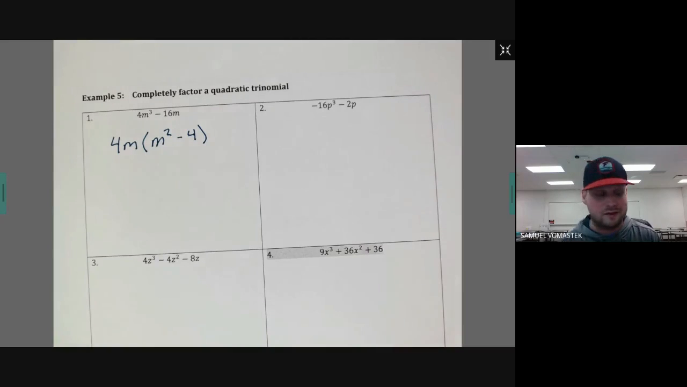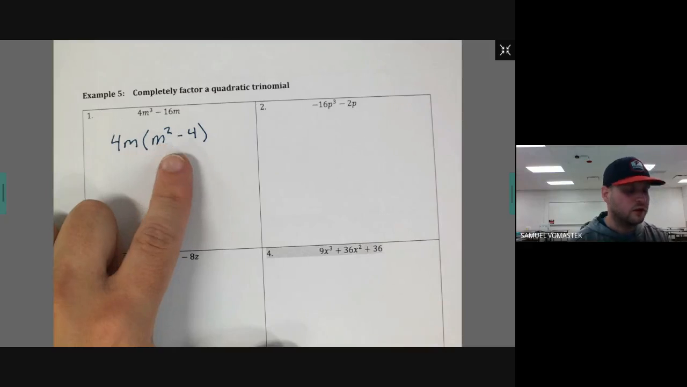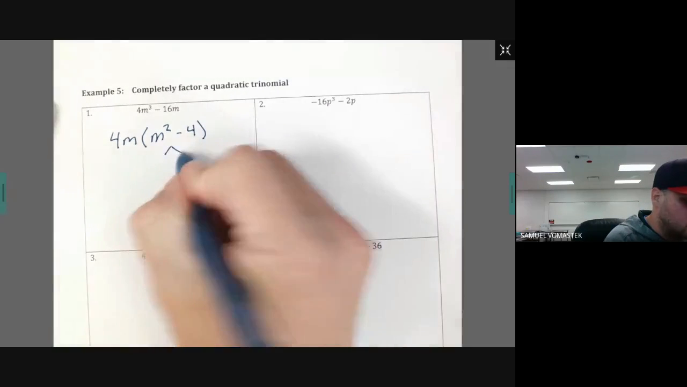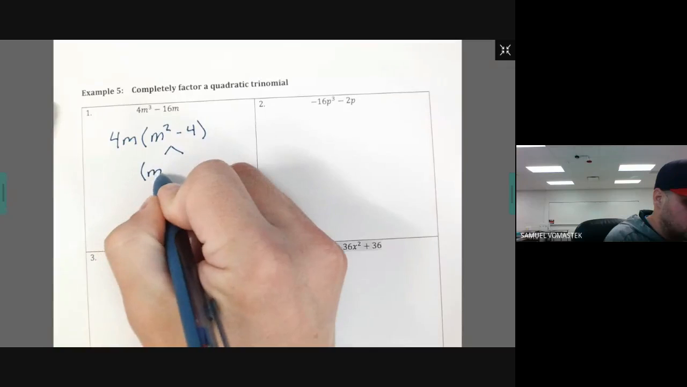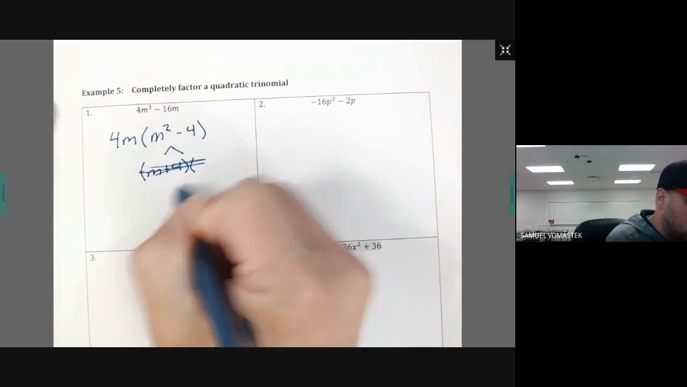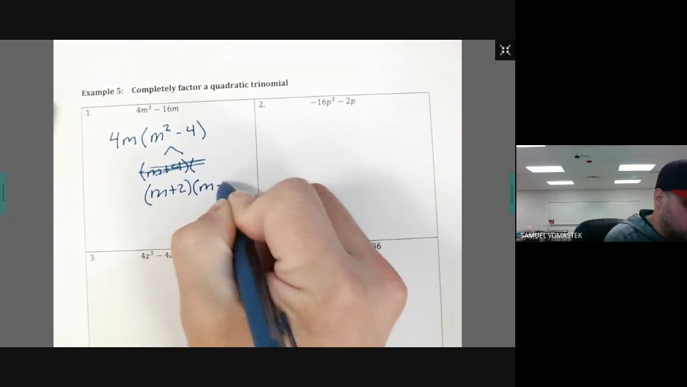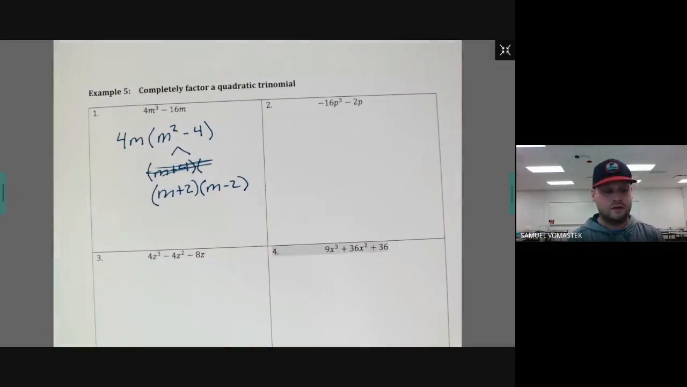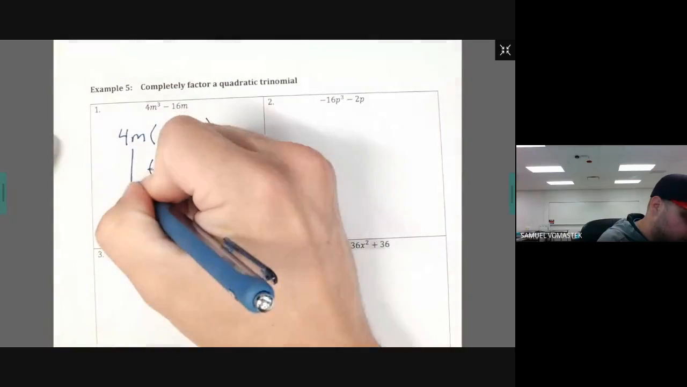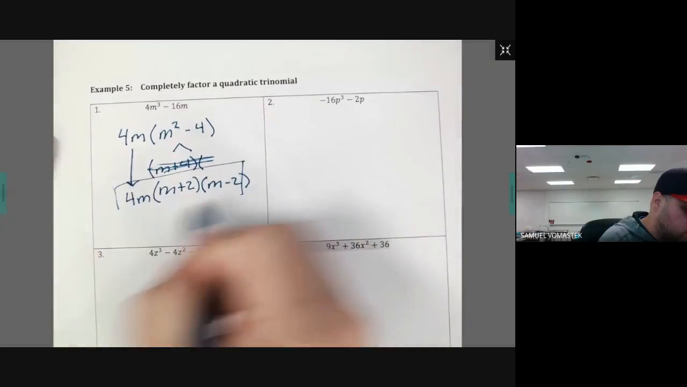From there, we have to ask ourselves, are we done? Look at m squared minus 4. We're going to get into this a little bit in example 6, but I can actually factor that m squared minus 4 down into an m plus 4. Sorry, not m plus 4. M plus 2, m minus 2. Okay, so that broke down the m squared minus 4. And then I need to drop the 4m down out front. So that would be the fully factored form.